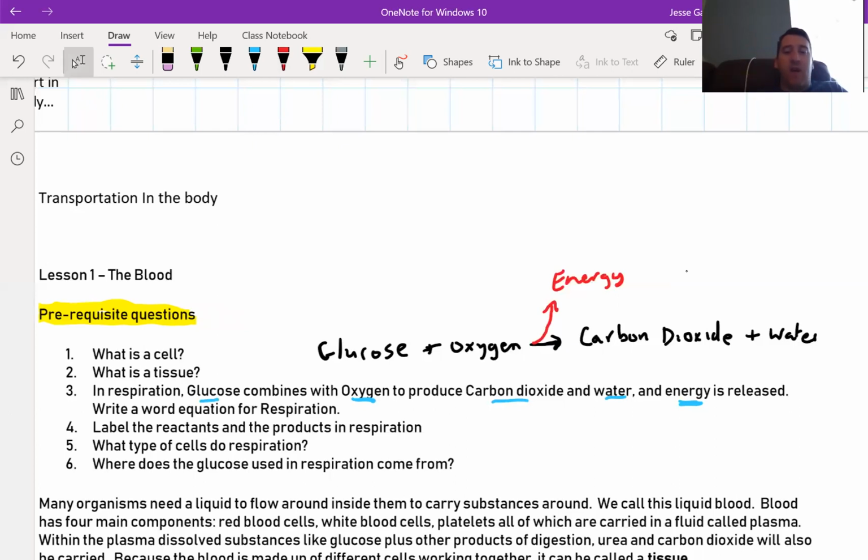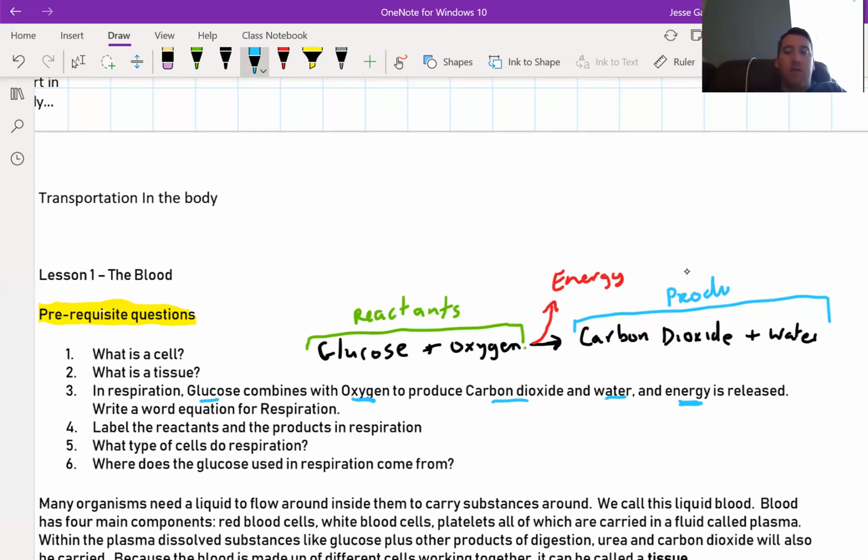Next one, it says label the reactants and the products in respiration. So if you didn't have this all right already, you're going to take down the word equation and label the reactants and the products. Do that now. Okay, so hopefully you said that everything on the left of the arrow, these things over here, we call the reactants. These are the things that react. Reactants, they're there at the start. And then carbon dioxide plus water, these are the things produced at the end. So these things are products.